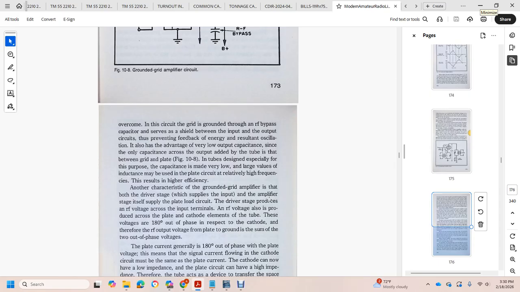Second, the tube is designed especially for the purpose, with very low capacitance, which makes it possible to use large values of inductance in the plate circuit, relative to the high frequency circuit, resulting in high frequency operation.